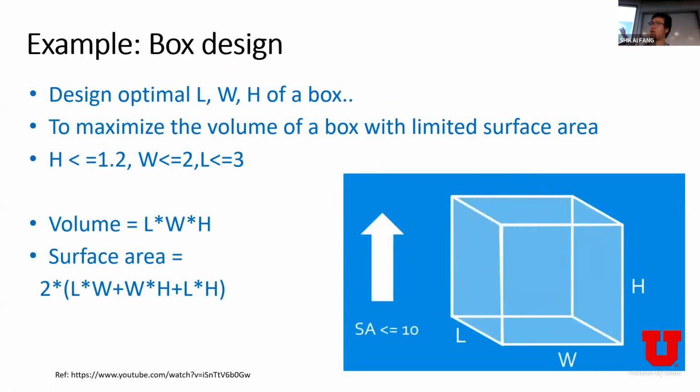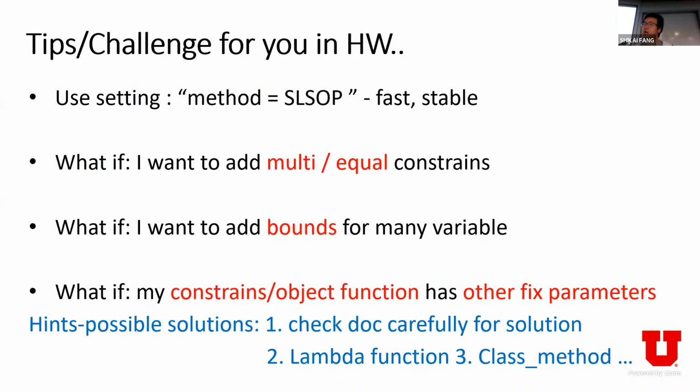So the box design problem is a very simple optimization problem. I've shown you how to handle it with the SciPy functions. However, in your homework with the SVM implementation, the case is more challenging. Here are some tips. First, for the optimization method, just use SLSQP, because it's fast and stable. However, what's the challenge compared to the box design?